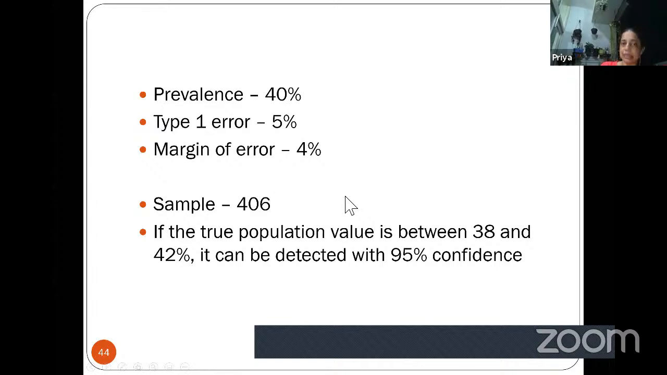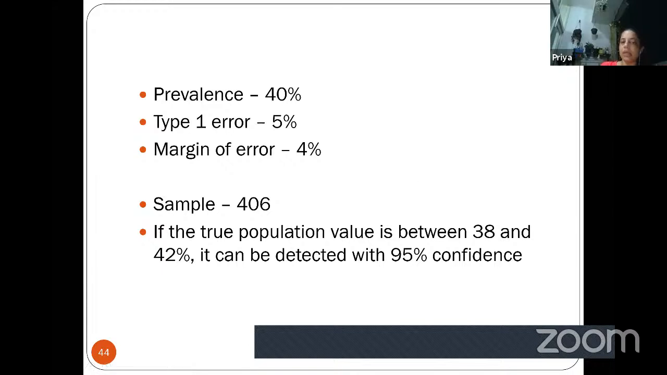So what this means is a 4% margin of error around 40%. If the true population value of prevalence of asthma is between 38 and 42%, it can be detected with 95% confidence if you were to look at 406 children. If you finish your study and the true population value was not in this range, it was a different value, then you are no longer so confident and your margins of error would change.